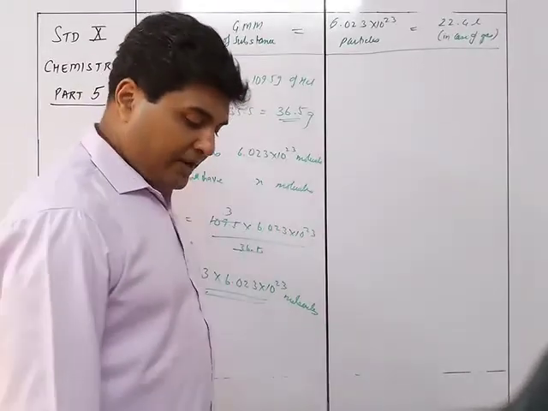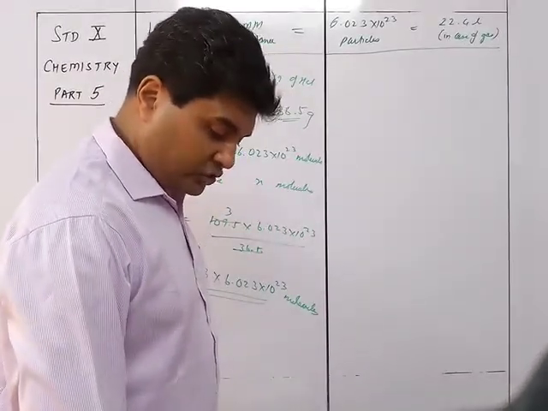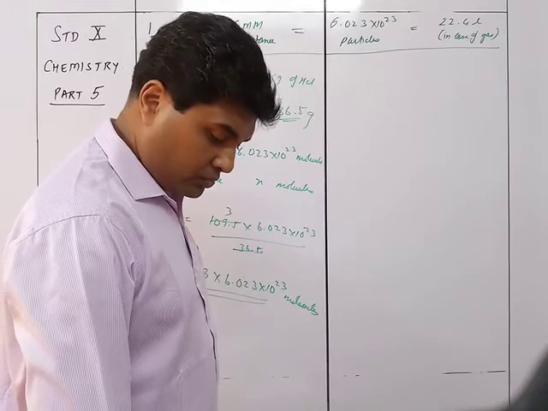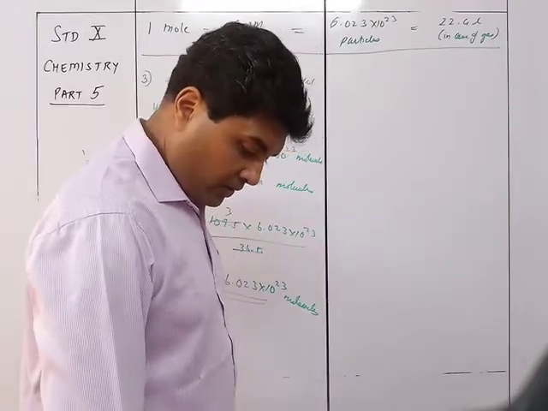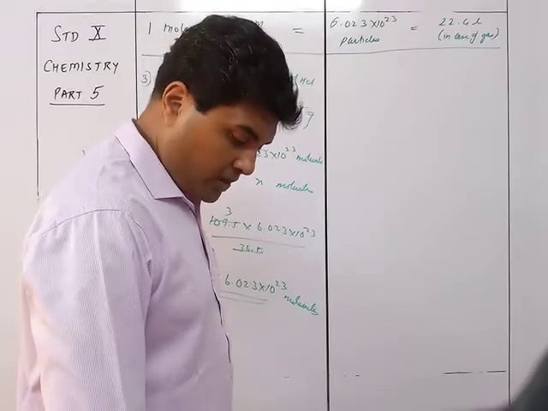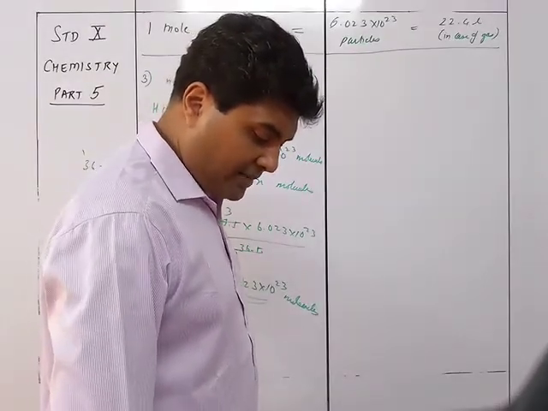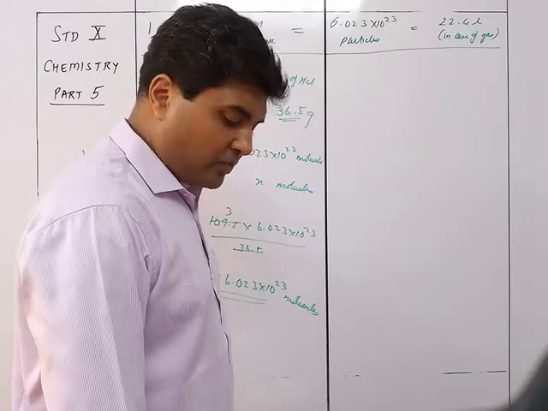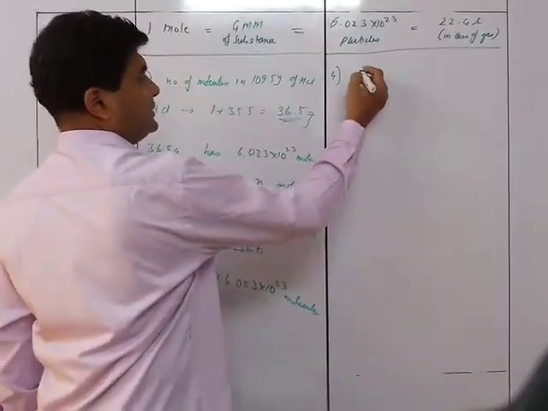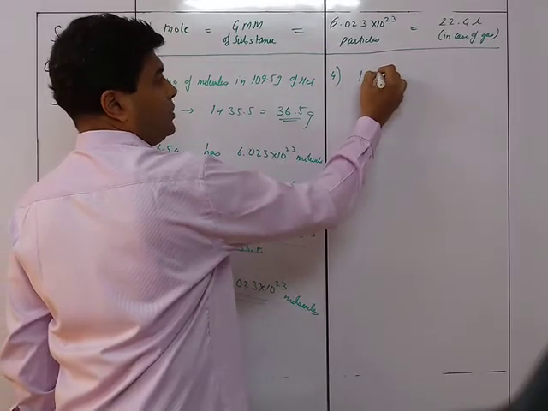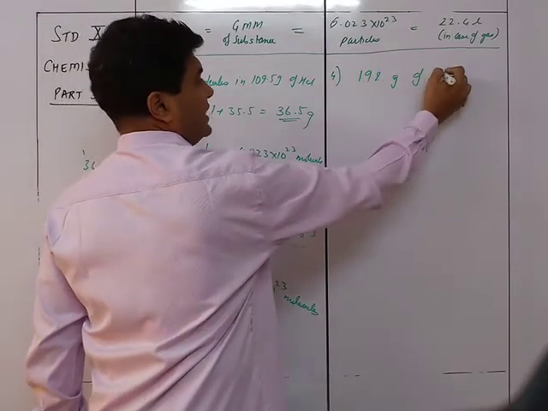The number of molecules and atoms of S, where S equals 32, in 192 grams of sulfur. So the first one is 192 grams of sulfur.